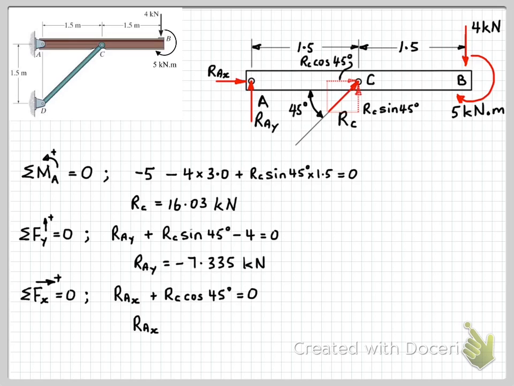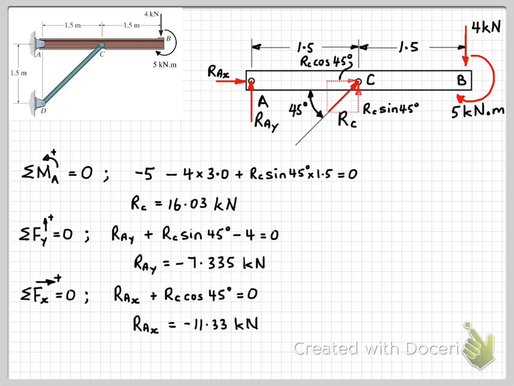So we can rearrange the equation and solve for our unknown RAX by again substituting in for RC that we found earlier. And again, we see that we've got a negative number here, which indicates that what we assumed up here was incorrect for the sense of RAX. And we can see that that will be the case, because if we have RC correct here, then this horizontal component is to the right. Therefore, for equilibrium, this horizontal component has to be to the left.